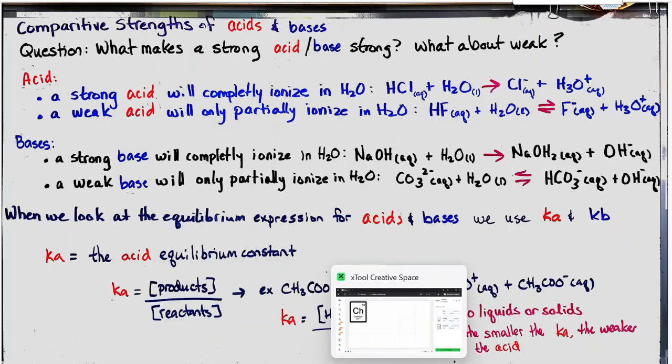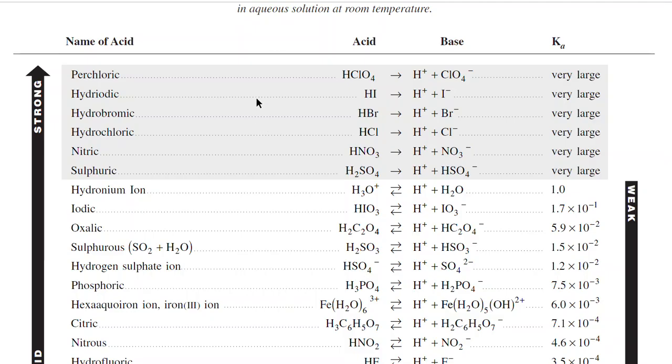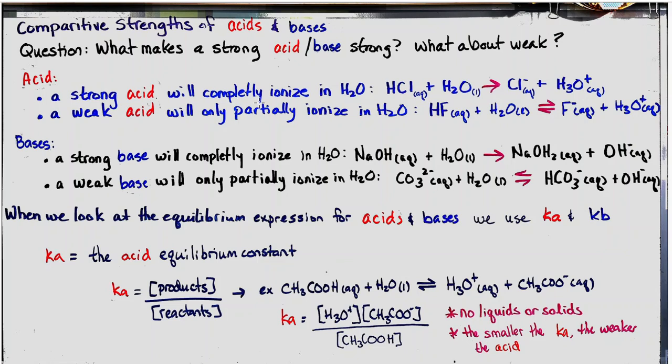on our data booklet. So when we look at our data booklet here, the ones up here in the top that are gray, these are strong acids and they will completely ionize. And we see that because we see this arrow going in one direction. So a strong acid completely ionizes. So here HCl with water turns into, and you see the single arrow going in the single direction, into chloride ion and hydronium ion. A weak acid, on the other hand, only partially ionizes, which means it's at an equilibrium.